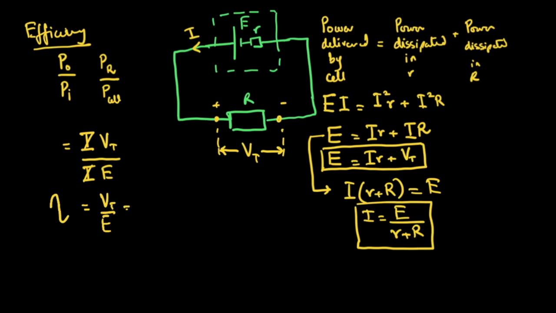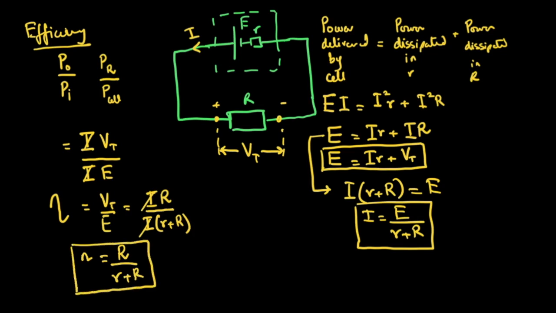Now, as you know, Vt is I times capital R. This voltage is due to the current flowing through this resistance, so I times capital R. And what was E equal to? E was equal to this thing, so I'm going to write it down. Because you're talking of the cell, the current flows through both small r and capital R. So this cancels out. So the efficiency eta can be written as R divided by small r plus capital R.